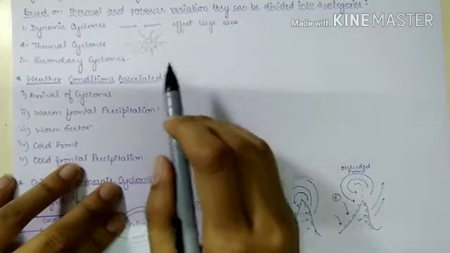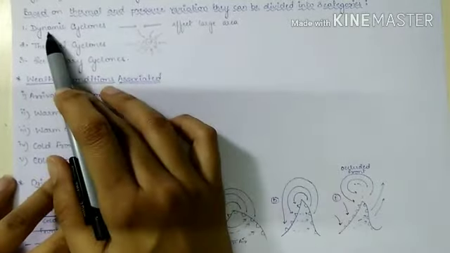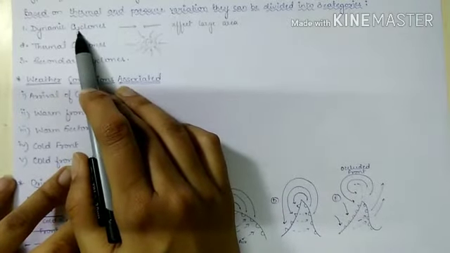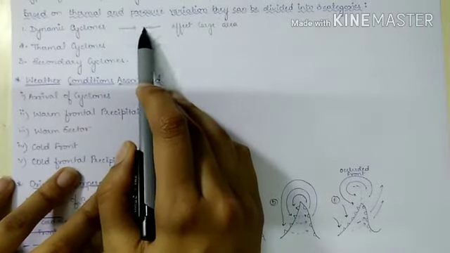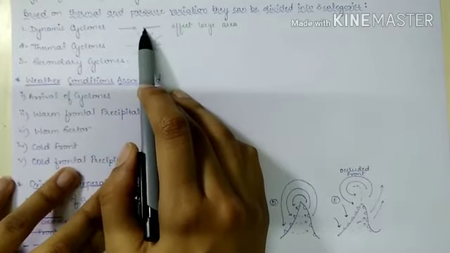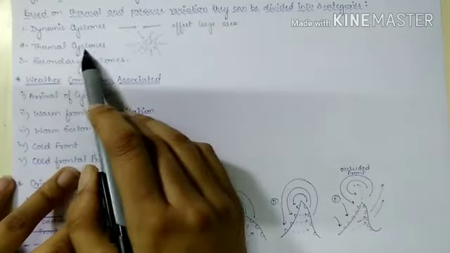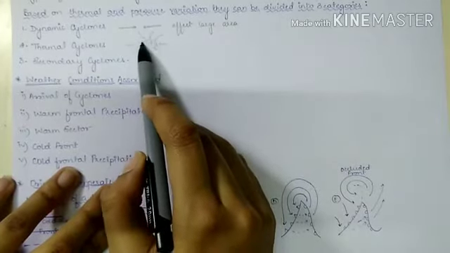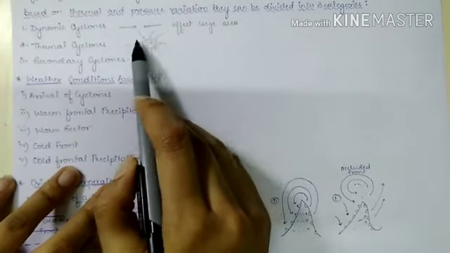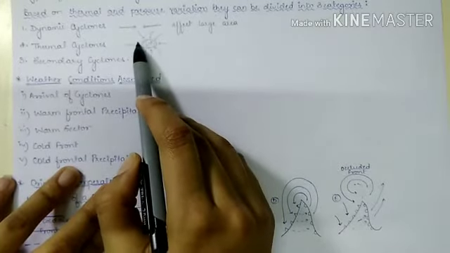Here fronts are not developed. Fronts are developed only in dynamic cyclones. Why? Because there we have contrasting air masses that will be working, but in thermal cyclones there will be generation of a low pressure area, because of which cyclones will occur.